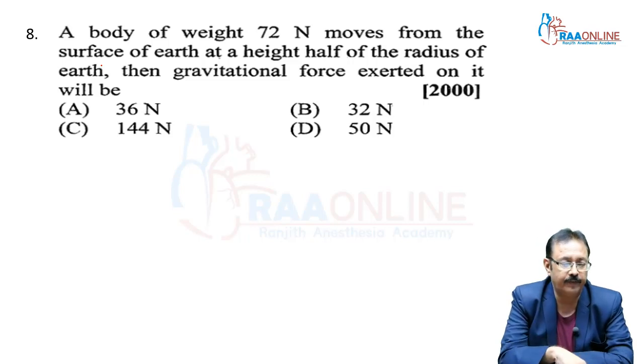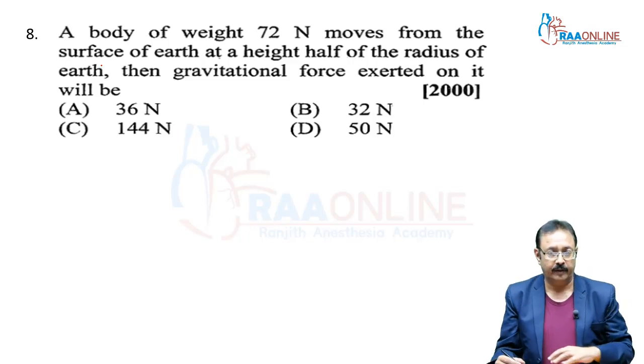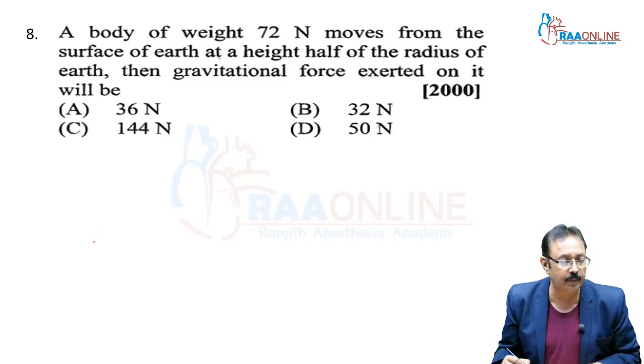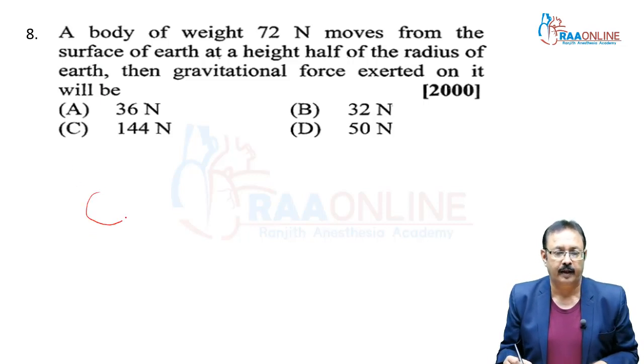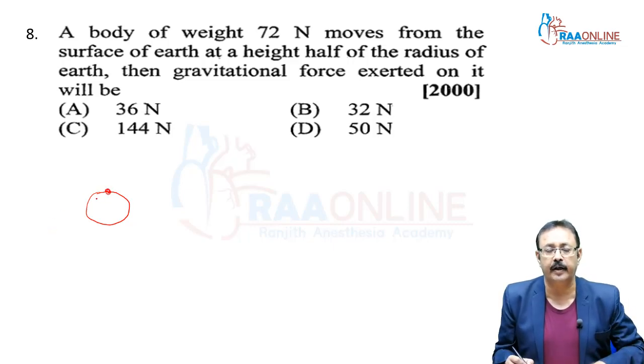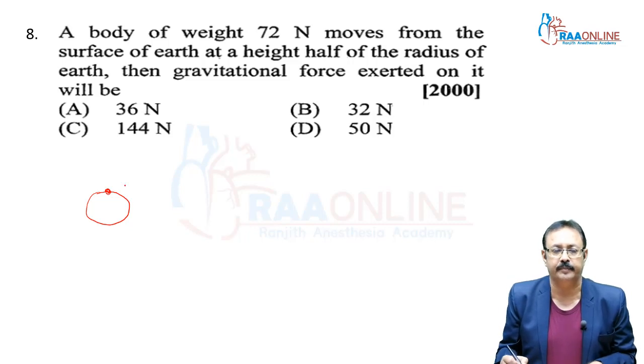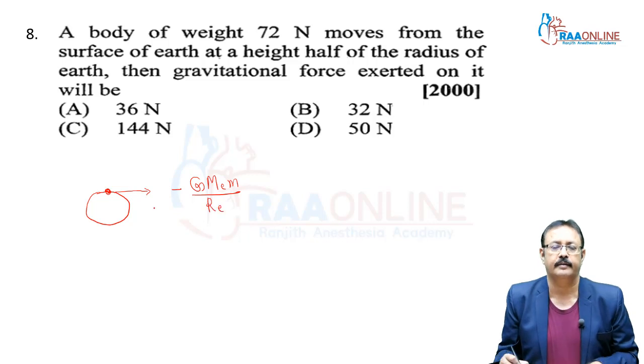What do you mean by half? The value of g will change there. We can calculate with the help of gravitational potential energy at the surface of Earth. In this way, we are able to calculate the value of g. What is the gravitational potential energy at this place? Minus GMm by RE.